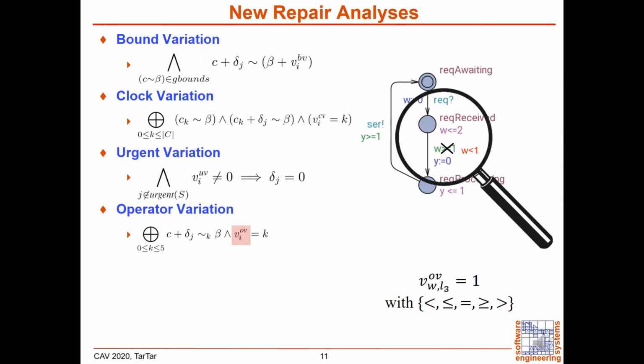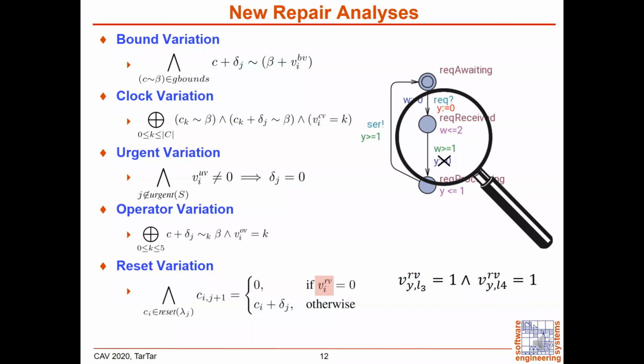Another syntactic repair is to exchange the operator in a time constraint. For instance, w ≥ 1 becomes w < 1. Or to change the set of clocks. Overall, TarTar can find 5 kinds of syntactic repairs.